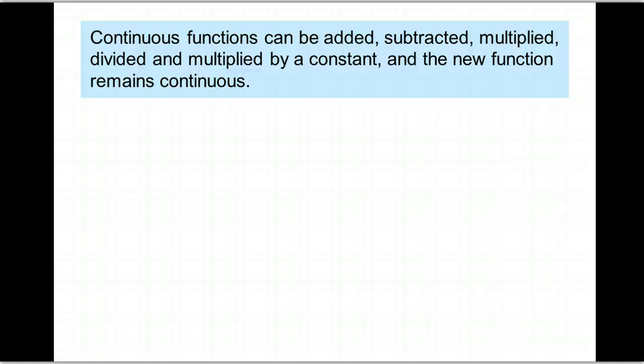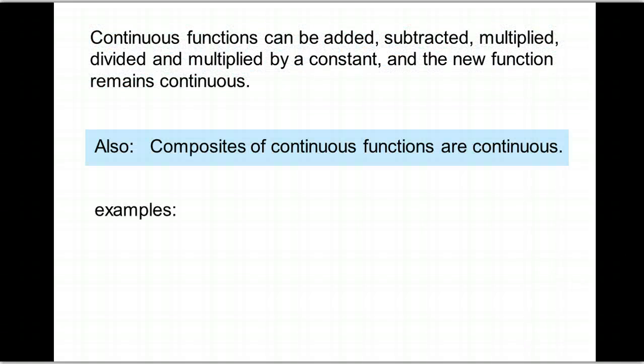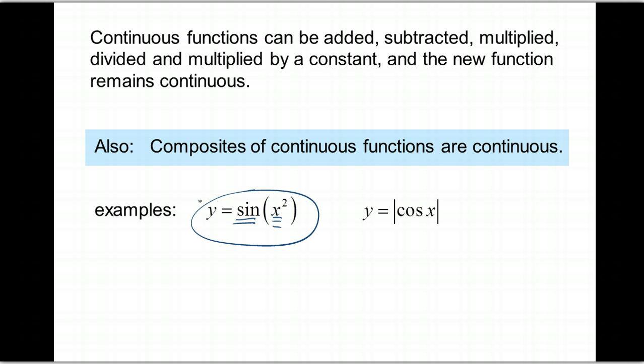Now, the good thing about continuous functions, if you add them together, you subtract them, you multiply them, divide them, you still have a continuous function. Or if you take a continuous function, you multiply it by any real number, you still have a continuous function. And also, composites of continuous functions are also continuous. And here's 2 examples. We know that the sine is a continuous function. We know x squared is a continuous function. So then this function, the sine of x squared, is continuous. We know that the cosine of x is continuous. We know that the absolute value function is continuous. So this composite function is continuous.